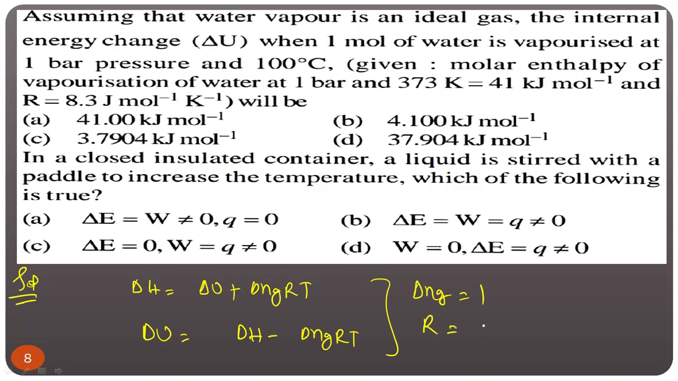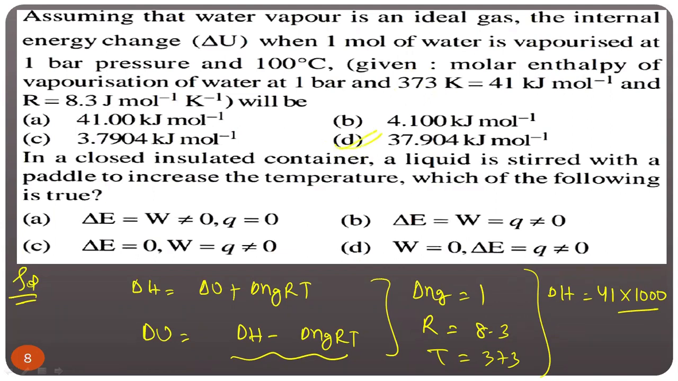What is the value of R? R value is given as 8.3, and what is the temperature given? It is given the temperature is 373 Kelvin. Now what is the delta H given? Look, 41. It is given in kilojoule, so always convert it into joule because we have taken the R value in joule, so convert this also into joule. Now you will put the value here? Yes, if you put the value, you will have the answer. Tell me, did you understand? Yes sir, definitely it is completely correct. So what should be the answer? I think the answer should be around 37.